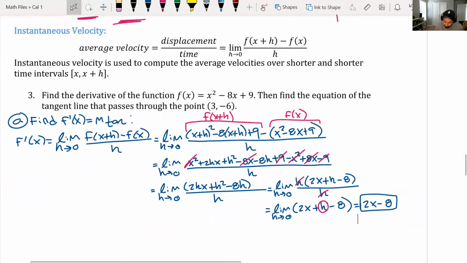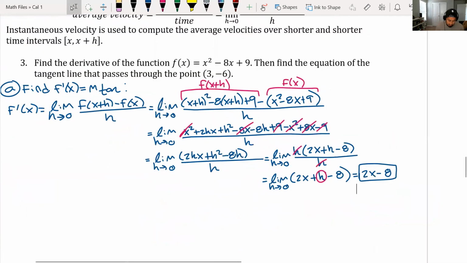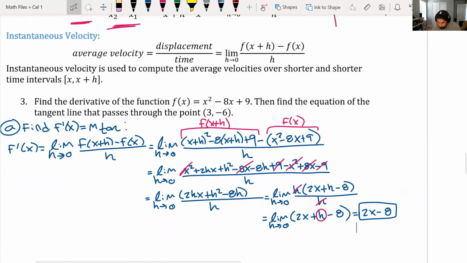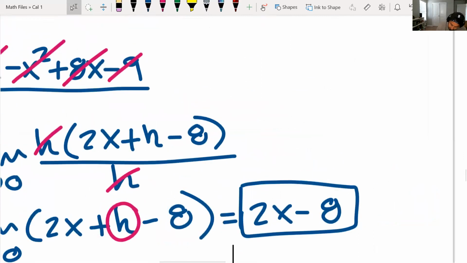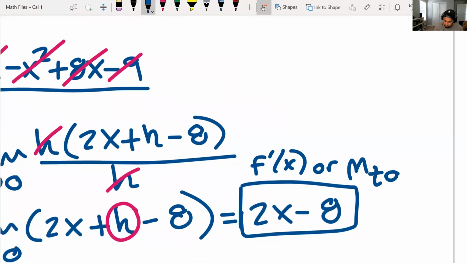Okay, so I'll go to step B. This is f prime of x, the equation to find the slope of any tangent line at any given value of x. So then we're going to go to step B and say find the slope.